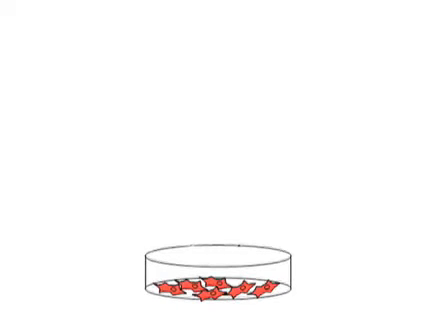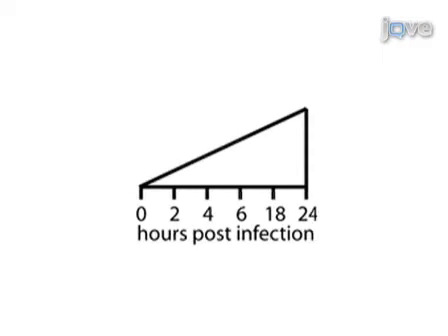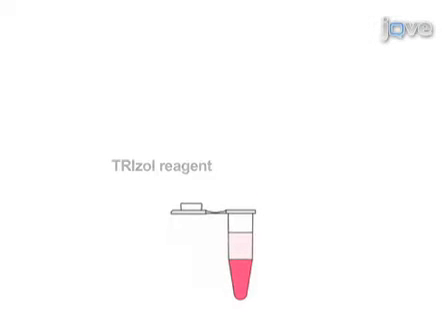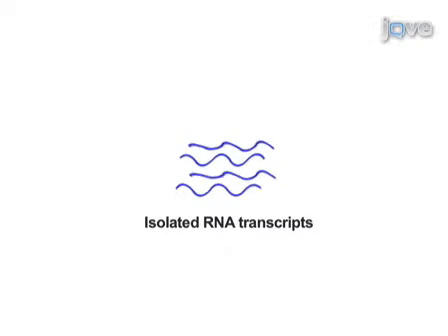Time course infections of HeLa cells using Vaccinia virus begin by setting up the viral infections, infecting the cells, and then harvesting the RNA from the infected cells at several time points post-infection. This RNA can later be amplified for hybridization to microarrays for analysis of gene expression.